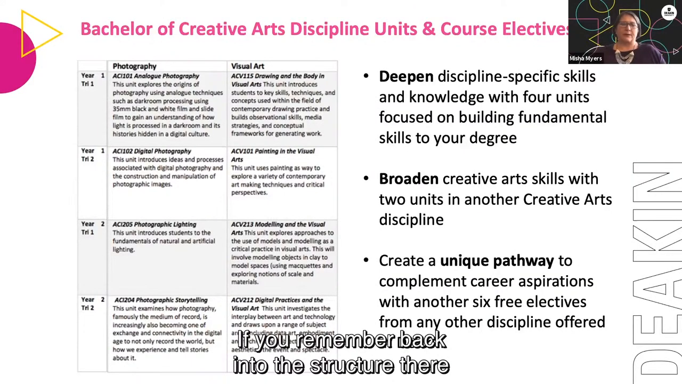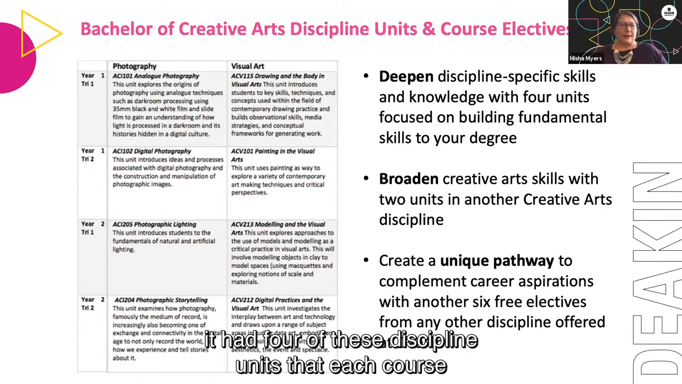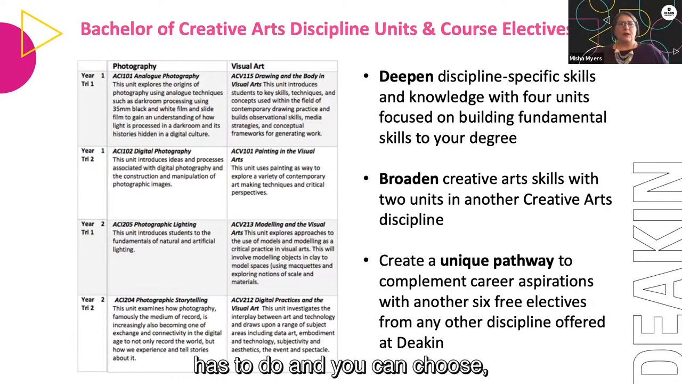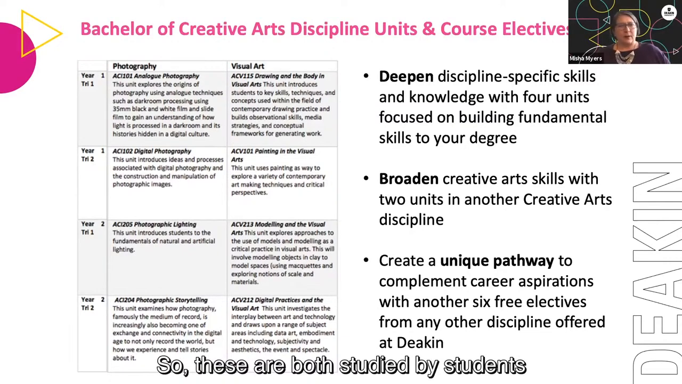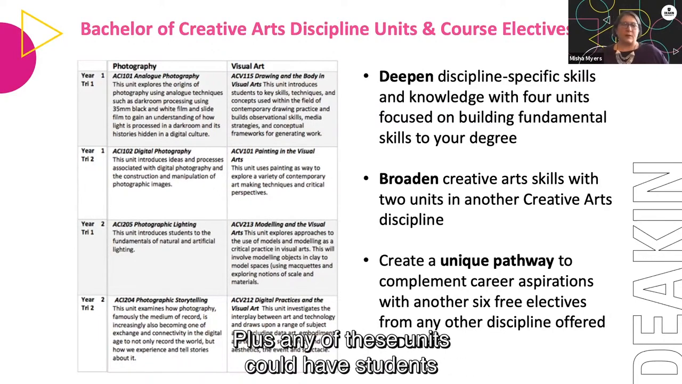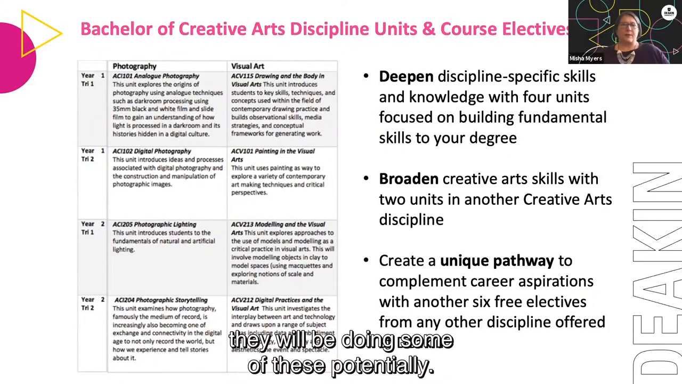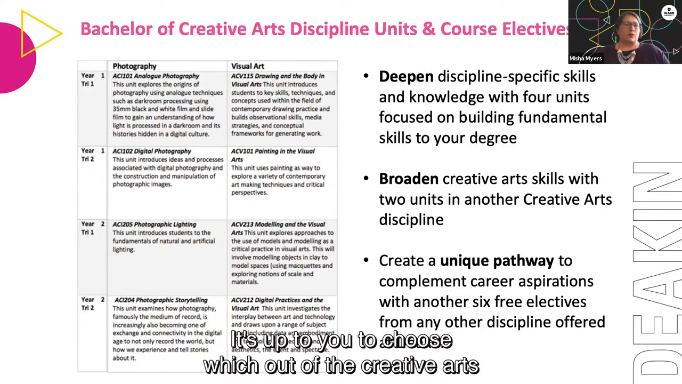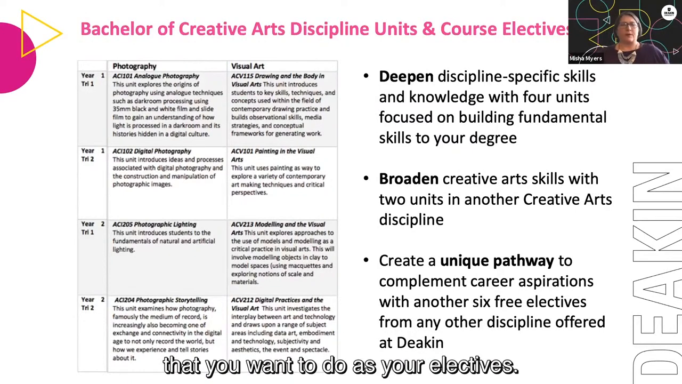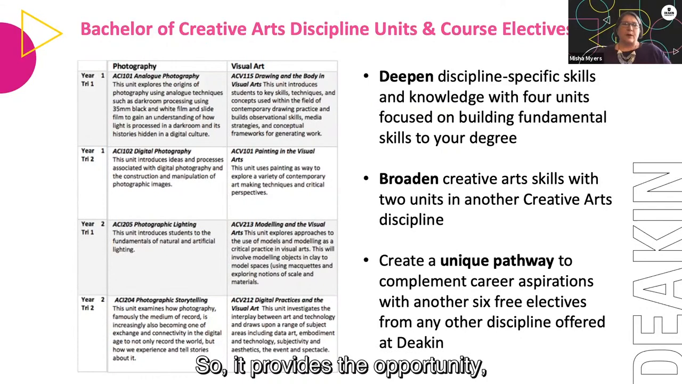If you remember back to the structure there, you had four of these discipline units that each course has to do. And you can choose, and then you have to choose two from another creative arts discipline. So these are both studied by students studying photography or visual arts, plus any of these units could have students from across Deakin, from across drama and dance. They will be doing some of these potentially. It's up to you to choose which out of the creative arts that you want to do as your electives. So it provides the opportunity.